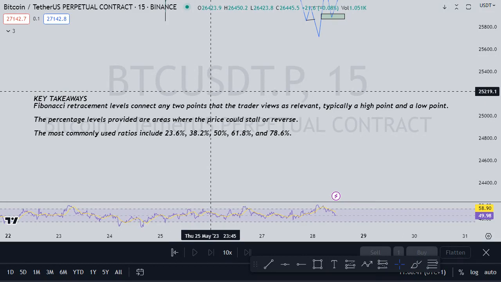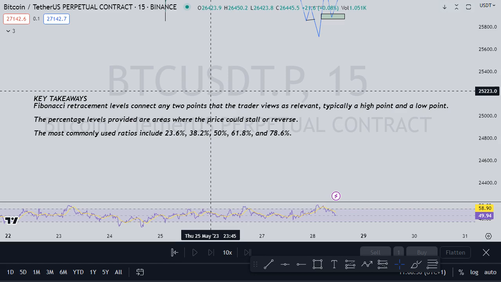Today I am going to be teaching you about Fibonacci retracement levels, what it is and how to use it to analyze your chart. So stick right through the video, it is going to be an interesting one.